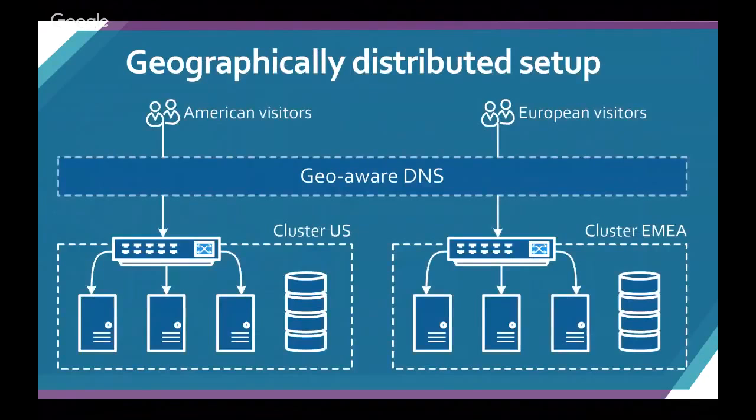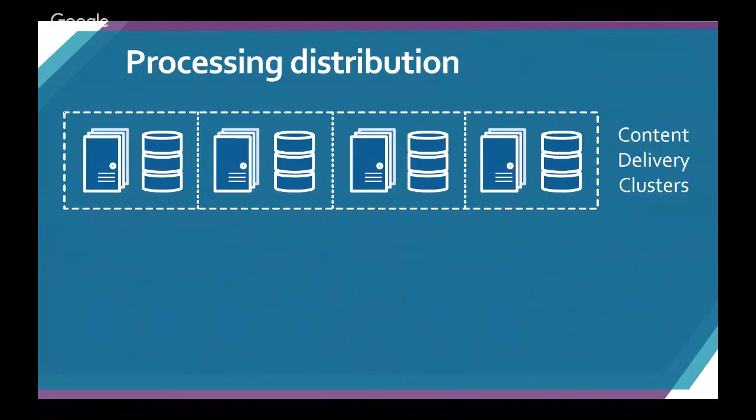Okay, the next way of scaling is to create multiple clusters and to put them in different points on the globe. For example, here we see a US cluster and a European cluster. And visitors will go to the closest cluster based on where they are located. And this is implemented using geographically aware DNS. You can have, again, as many clusters as you want.